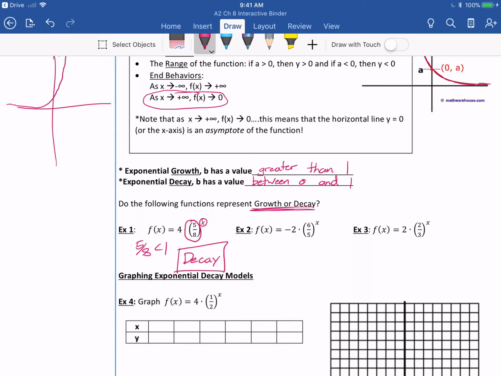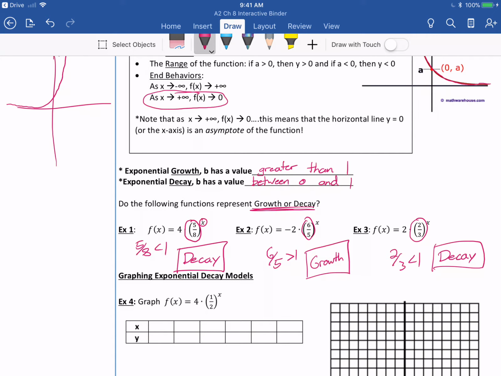Now we look at 6/5. Is 6/5 bigger than 1 or less than 1? 6/5 is greater than 1, so that is growth. And we look at number 3, 2/3. That 2/3 is obviously less than 1, so that is decay. So that's a good way to tell whether this is exponential growth or decay.